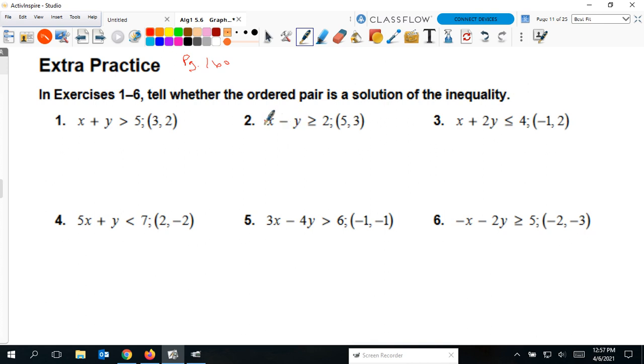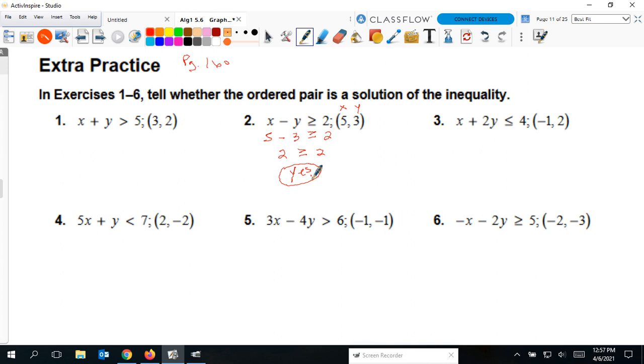So if we're looking at tell whether the ordered pair, so they give us their ordered pair, and this one's (5, 3), is a solution of the inequality. So we're going to plug in, this is our x, this is our y. So for x, we're going to put our 5 here, minus the 3, and then it's greater than or equal to 2. And so 5 minus 3 would be 2, so greater than or equal to 2. So is that true or false? So 2 is not necessarily greater, but it's also equal to. So is 2 equal to 2? Yes. So we could say, yes, this is a solution. Yes, it's true. Yes, it's a solution.